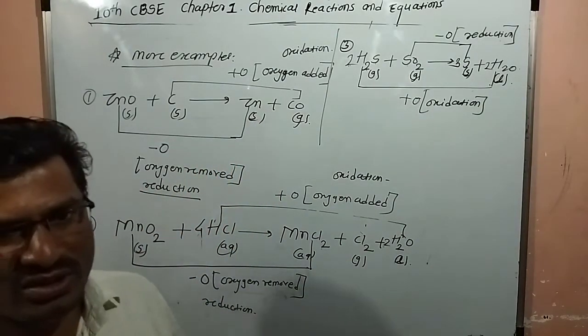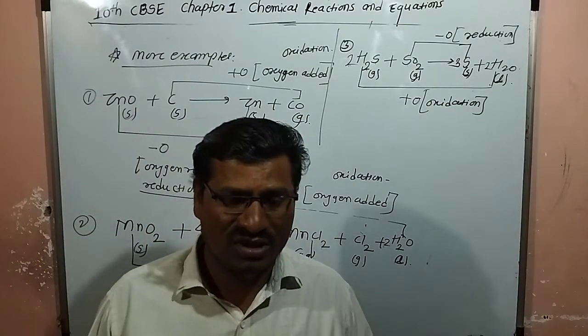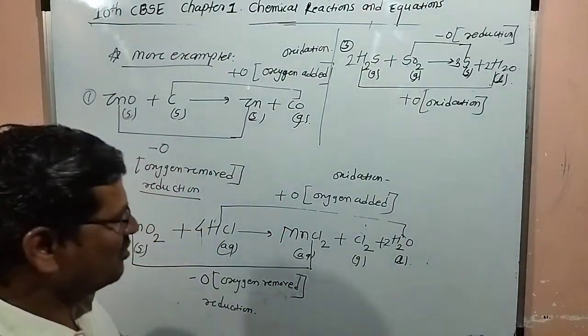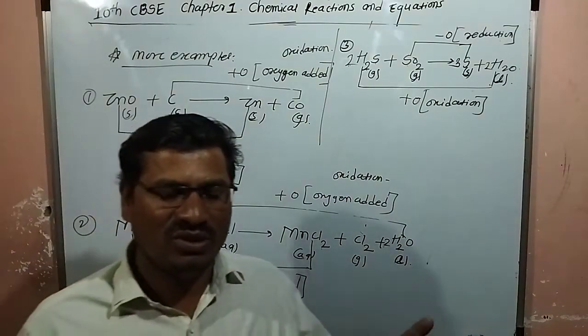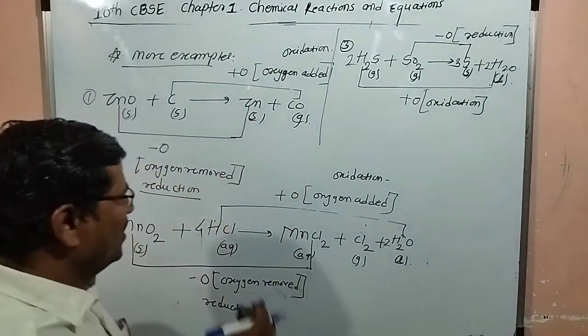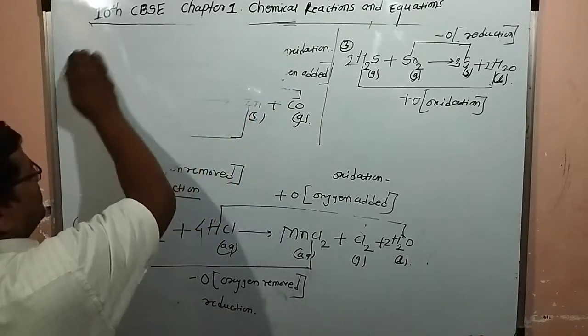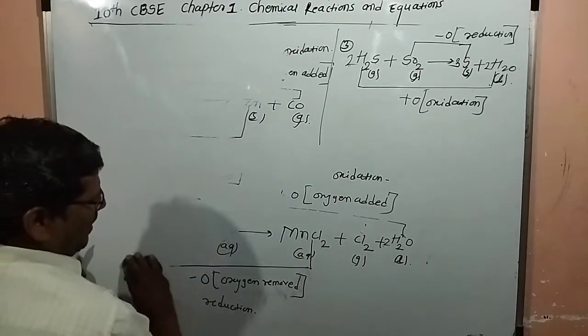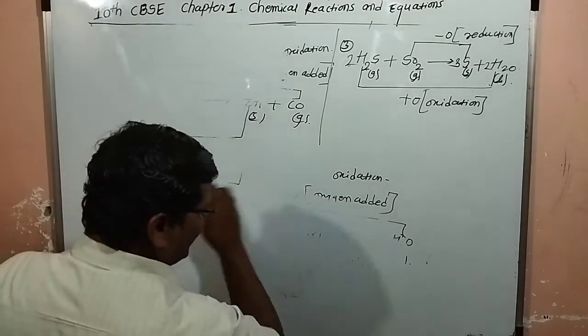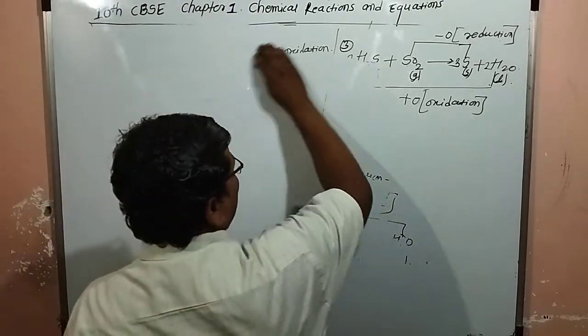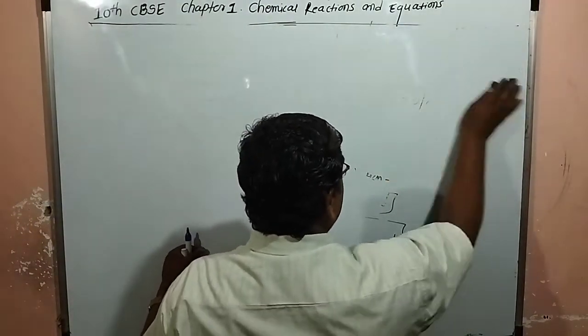Now after this, two more points are there that we'll study. The first one is corrosion and the second one is rancidity. That also we will complete, then our lesson will get finished. So I'll draw this one. What do you mean by corrosion? Some examples we'll take, and then we'll take rancidity and the ways to prevent rancidity.